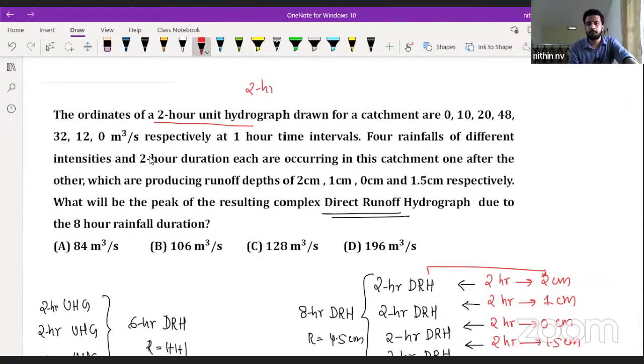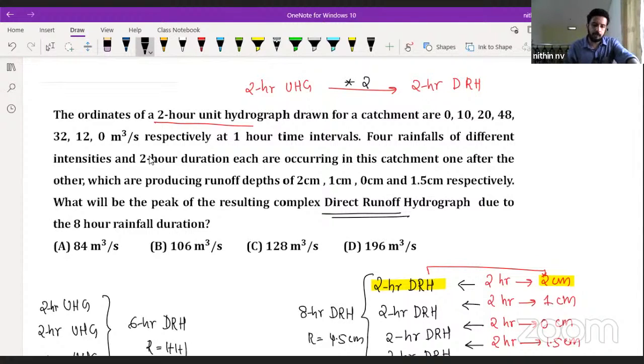Now you please comment, if we have a 2-hour unit hydrograph, and if I want a 2-hour direct runoff hydrograph, then maybe for the first one, if I want to calculate this first one, I know the corresponding runoff is 2 centimeter. Now, can I do this calculation? If I'm multiplying with 2, will I get this? So everyone please comment, yes or no. Can I do this, or should I use method of superposition or S-curve method? Can I use this, yes or no?